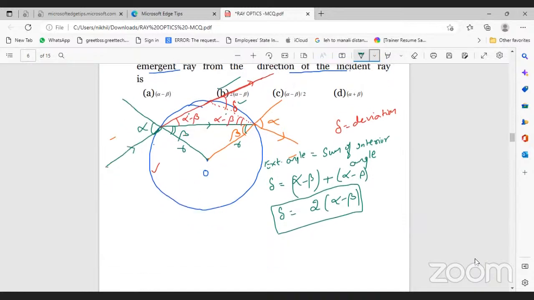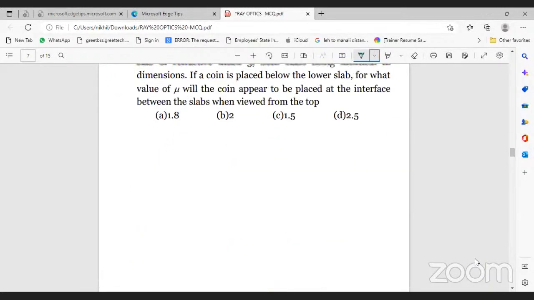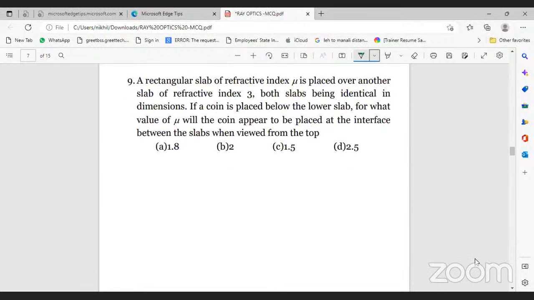Any doubt in this problem? No, sir. Okay, look at this. This is also quite important. They have frequently asked this type of question.